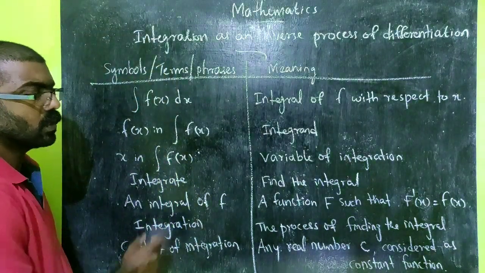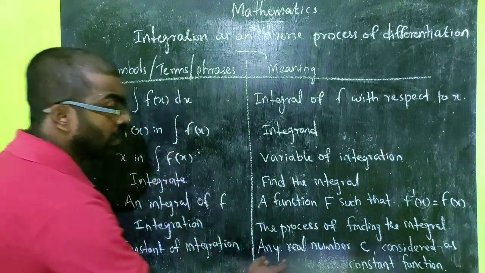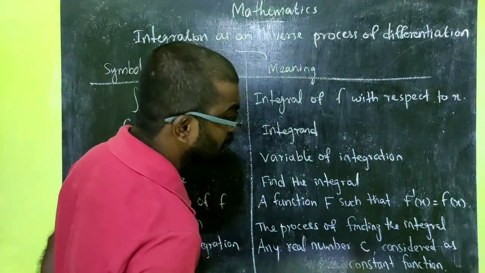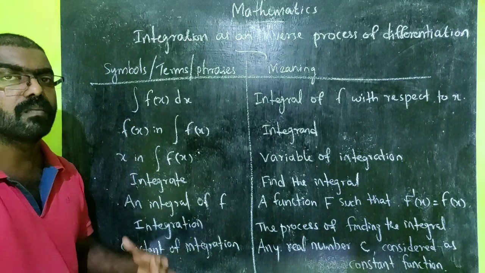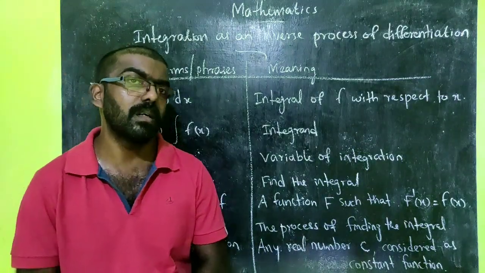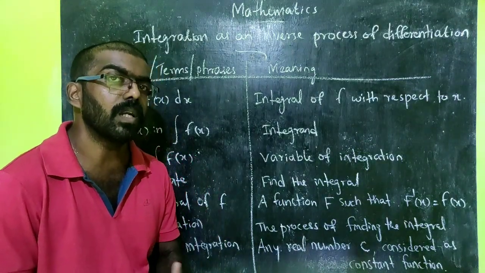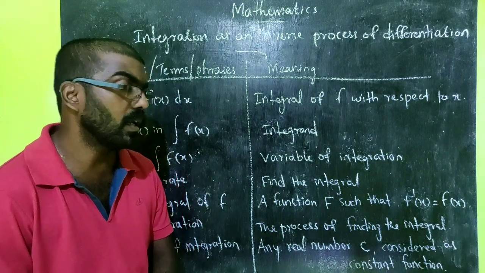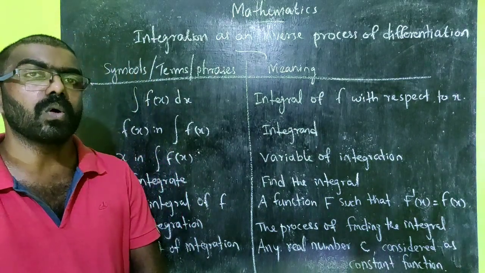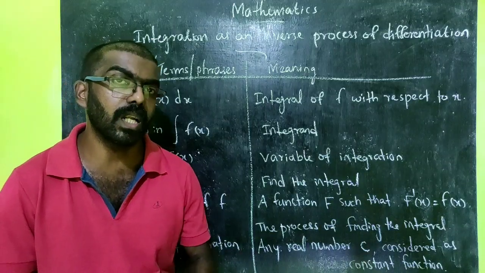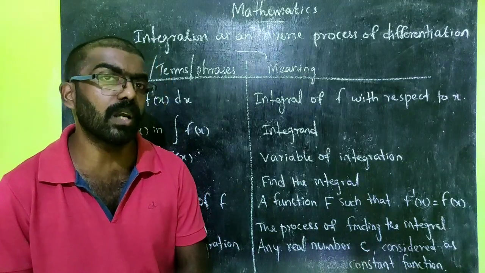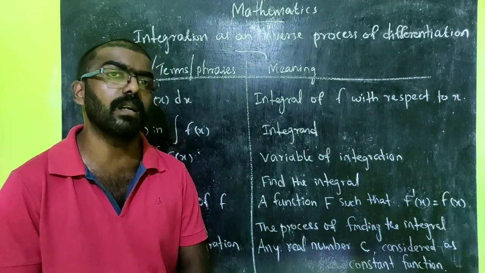Next one is constant of integration. Any real number c considered as a constant function. We can use any real number, let it be c. Normally we use the letter c to denote the constant of integration or integrating constant. It is an arbitrary constant. It can be any real number.